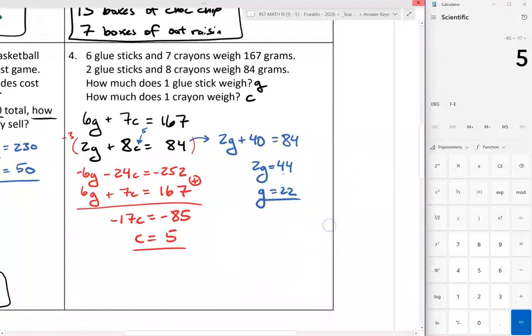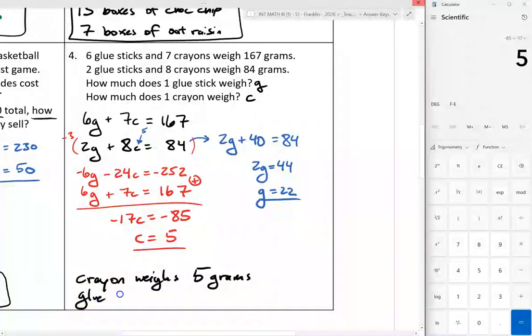So in our problem here, a crayon weighs 5 grams, and a glue stick weighs 22 grams.